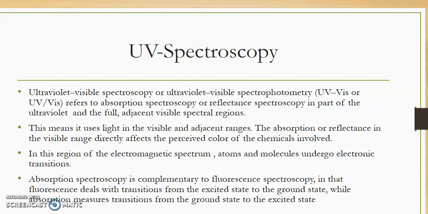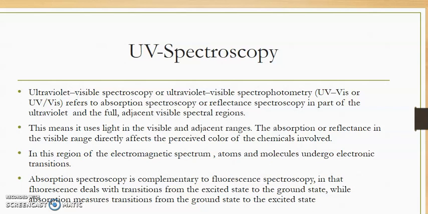The absorption or the reflected wave in the visible range directly affects the color of the chemicals involved. In this region of the electromagnetic spectrum, atoms and molecules undergo electronic transitions. Absorption spectroscopy is complementary to fluorescence spectroscopy in that fluorescence deals with transitions from the excited state to the ground state, while absorption measures transitions from the ground state to the excited state.